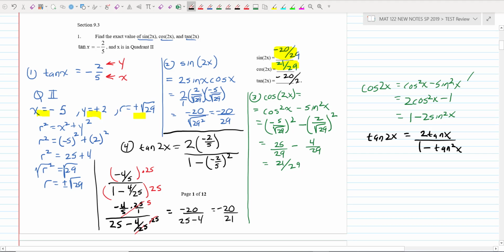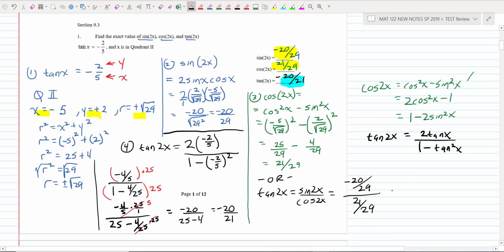Now I want you to notice something here. If you look at the answers to the sine and cosine, see how they have a negative 20 and 21 in them? I wonder where that came from. Well, here's the easy way to do this problem. The tangent of 2x is just equal to the sine of 2x over cosine of 2x by the ratio identity that we've learned. So the sine of 2x we found to be negative 20 over 29. The cosine we found to be 21 over 29.